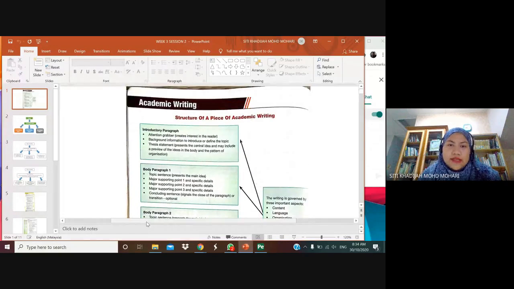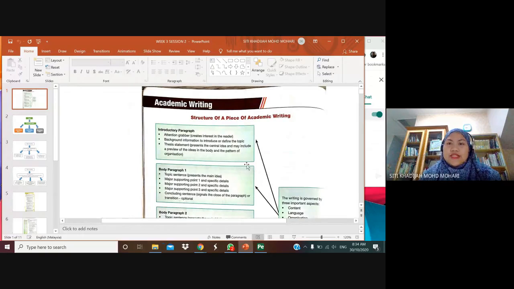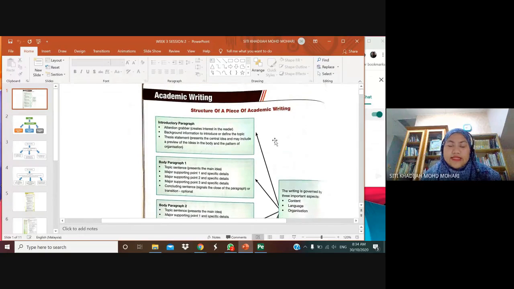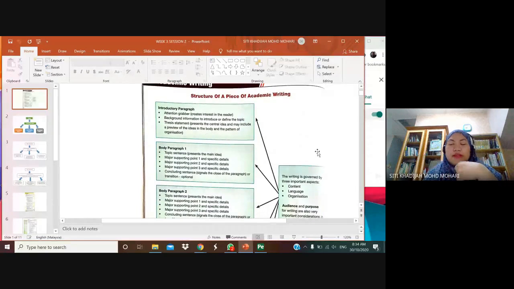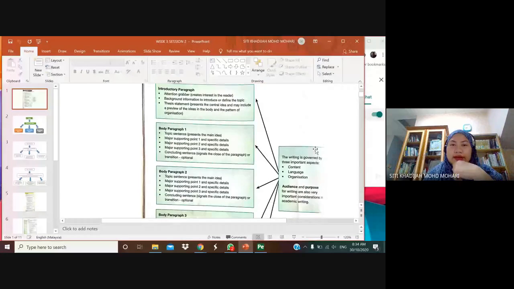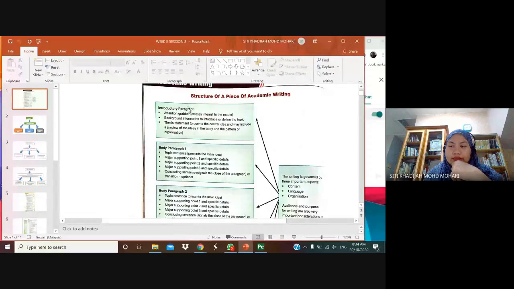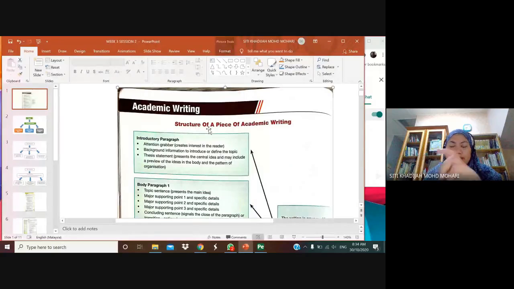Okay, now, this is the structure of an academic writing. Basically, these are the paragraphs that you have to have whenever you write an essay. The first one is the introductory paragraph, the first paragraph that you have whenever you write an essay. We have these three compartments. The first one is the attention grabber.